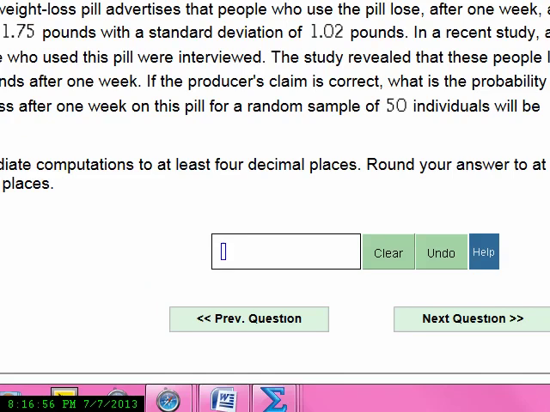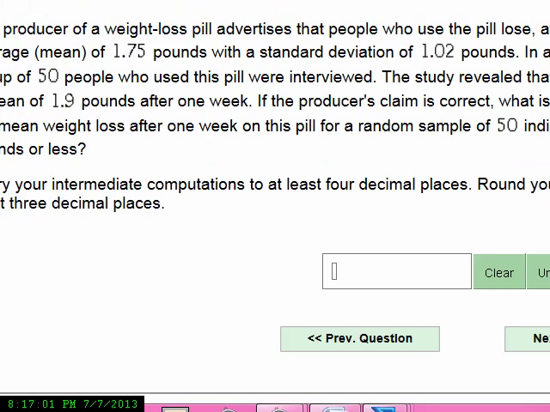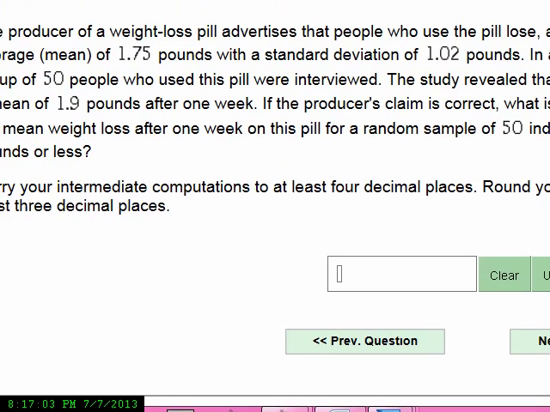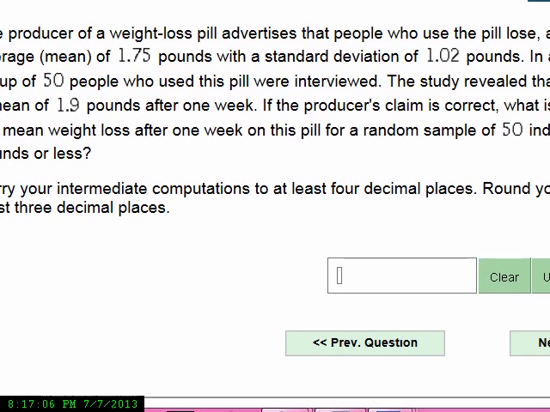The producer of a weight loss pill advertised that people who use the pill will lose after 1 week an average of 1.75 pounds with a standard deviation of 1.02. In a recent study, a group of 50 people who used the pill were interviewed. The study revealed that these people lost a mean of 1.9 pounds per week. If the producer's claim is correct, what's the probability that the mean weight loss after 1 week on this pill for a random sample of 50 individuals will be 1.9? So let me read that again.